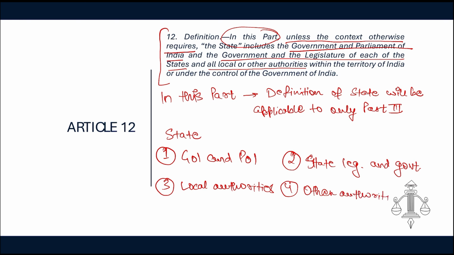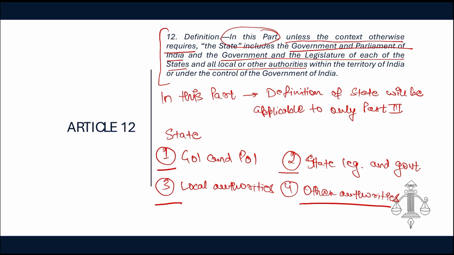Now, if you look at the first three elements, that is Government of India and Parliament of India, state legislature and the state government, and local authorities, these are self-explanatory, right? In fact, all these terms have been defined in one or the other part of the Constitution, right? However, the term other authorities hasn't been defined in any of the provisions of the Constitution or any of the statutes passed by the Parliament, right? So the question arises, what does other authorities actually mean?